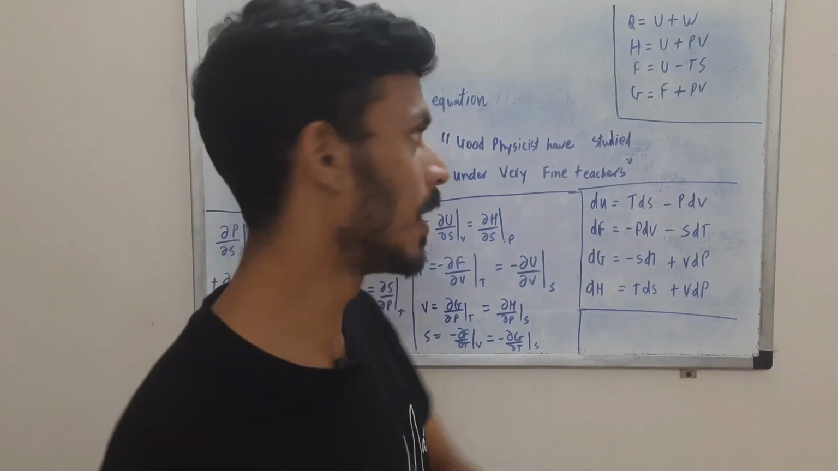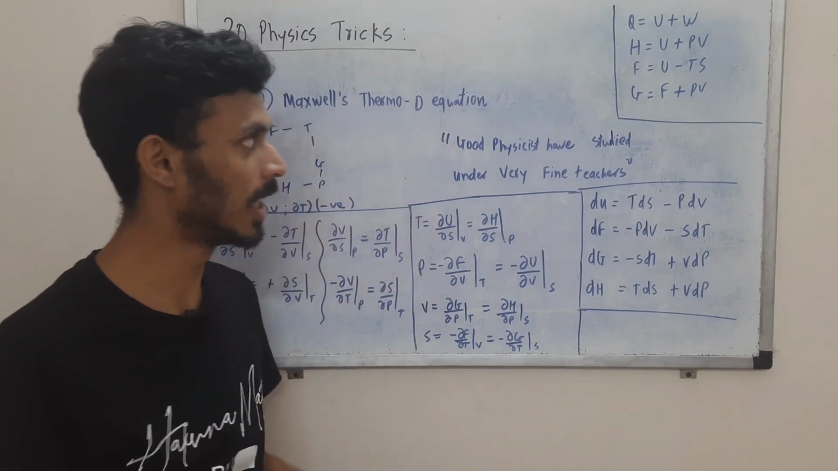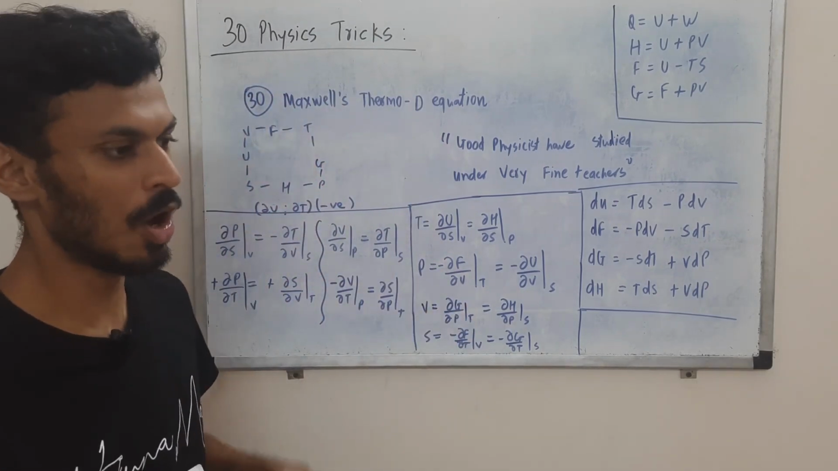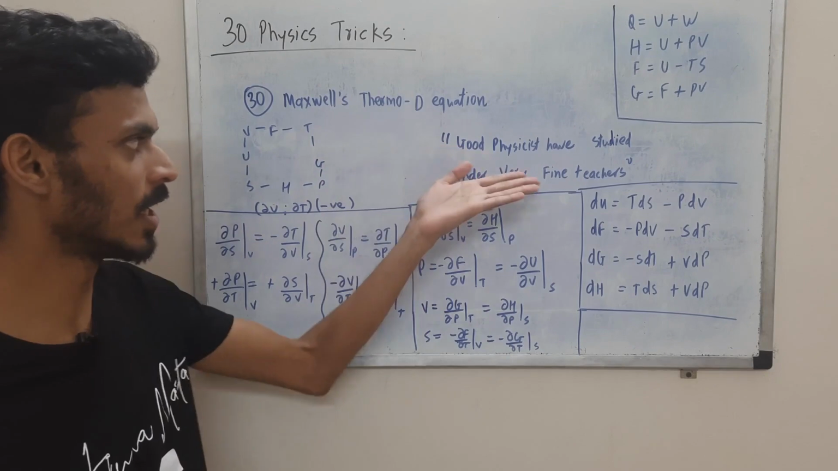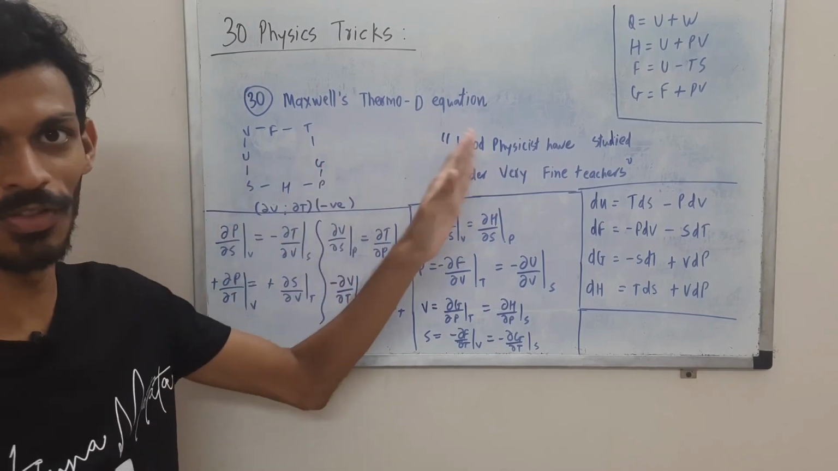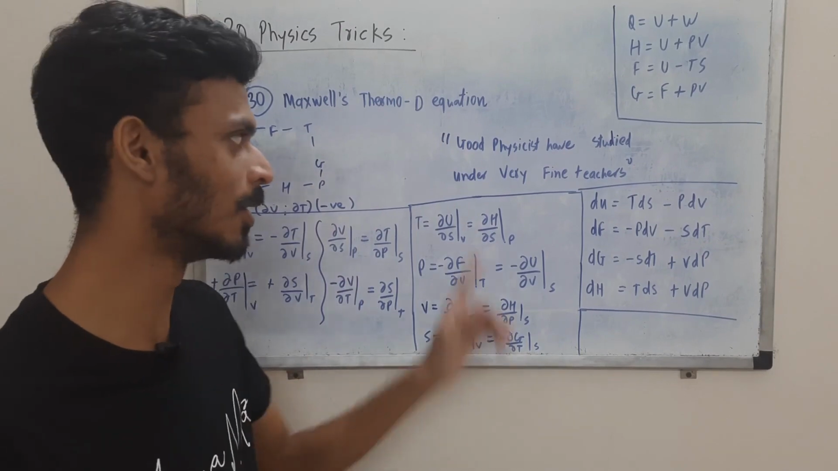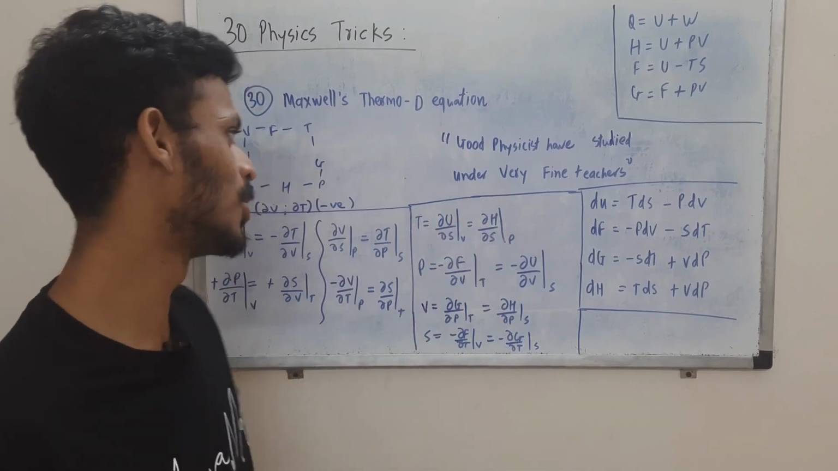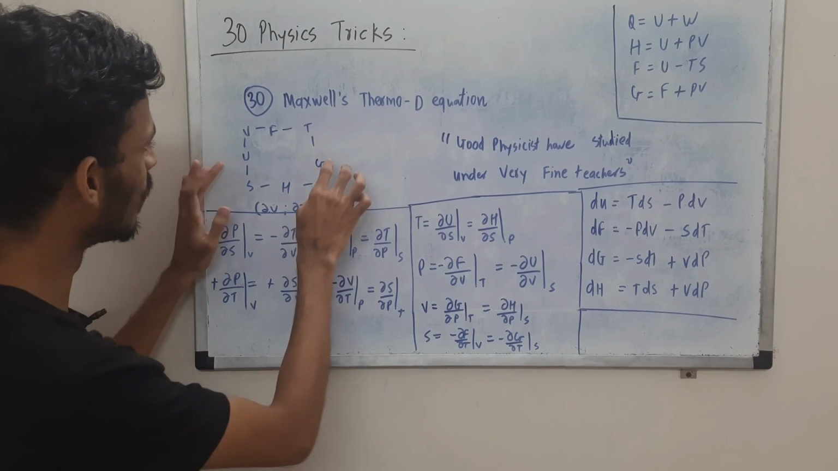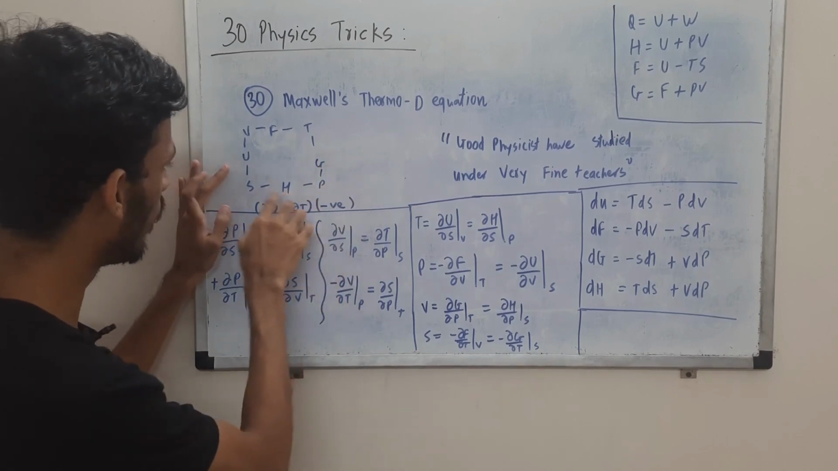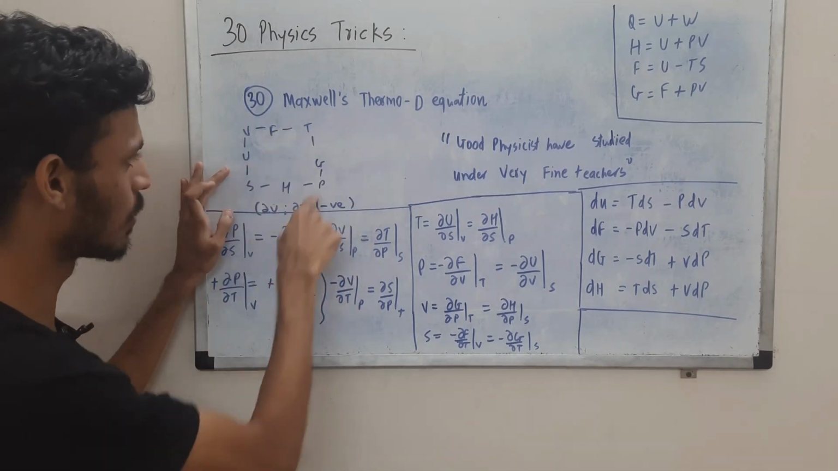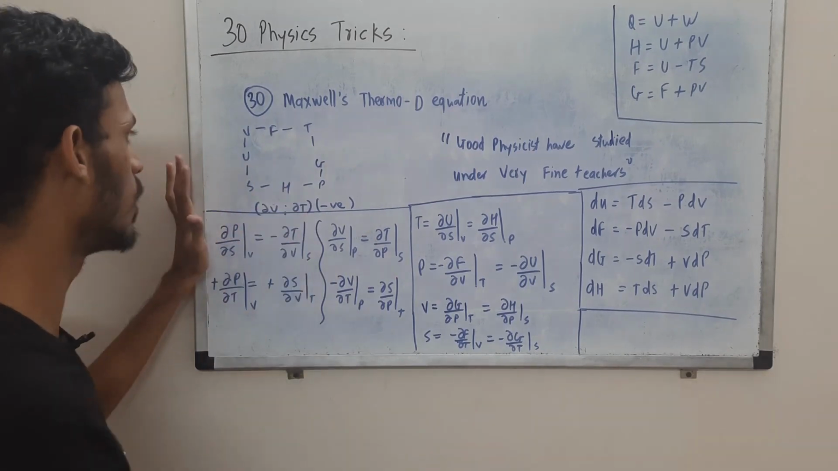So 30 is about Maxwell's thermodynamic relations. There are 16 of these equations, and all this you can memorize with the help of this phrase or this diagram. The phrase is: good physicists have studied under very fine teachers. If you're here watching this video, listening to this from me, I should be proud. Anyways, so the phrase is good physicists have studied under very fine teachers. So this is the diagram. The letters have their usual meaning.